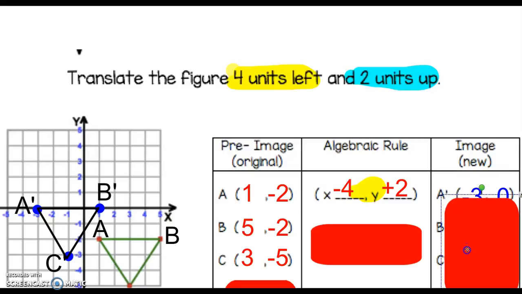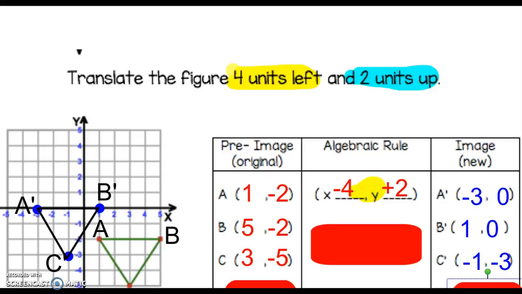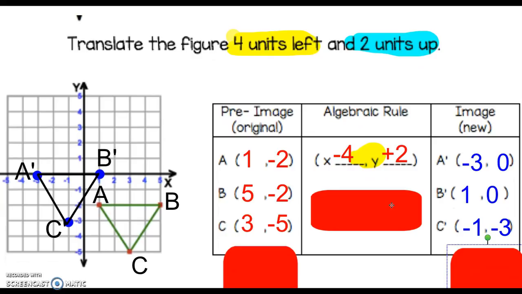Okay, so A prime is at (-3, 0). B prime is at (1, 0), and C prime is at (-1, -3). Okay, so now you have just translated this figure 4 units left and 2 units up.